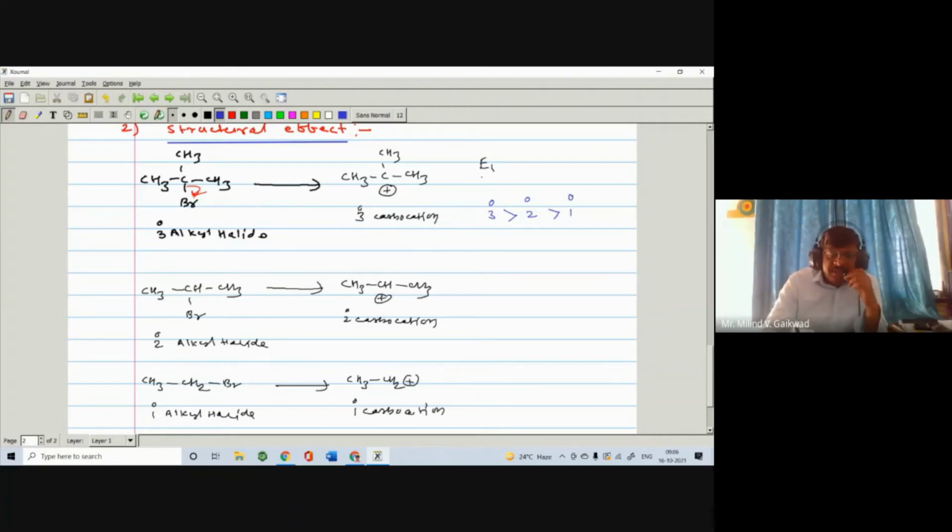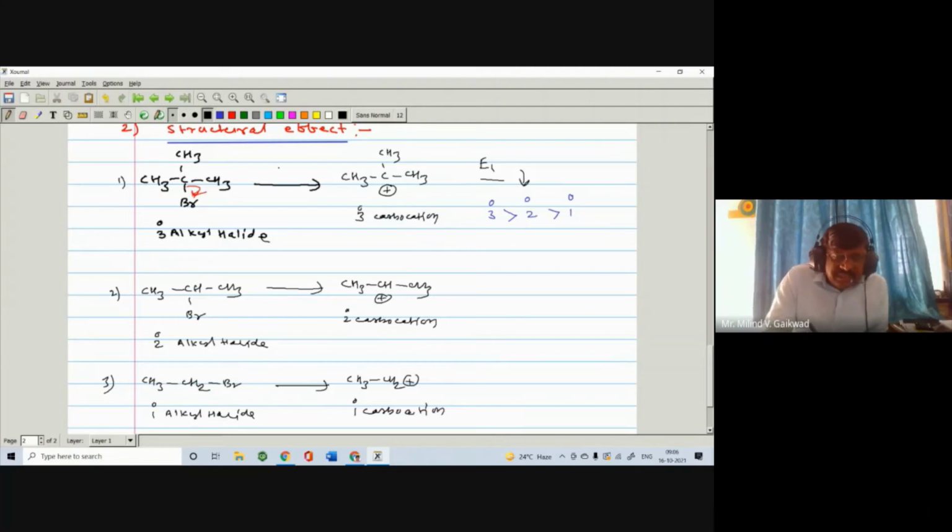Same thing is observed in the SN1 mechanism. After this one, we'll also take in short the SN1 and SN2 mechanism. Why? Because E1, E2 and SN1, SN2 mechanisms run parallel. So if you see, the rate of reaction decreases as we move from 1 to 2 to 3, means tertiary alkyl halide gives more reaction as compared to secondary alkyl halide, as compared to primary alkyl halide. So this is the E1 mechanism in alkyl halide.